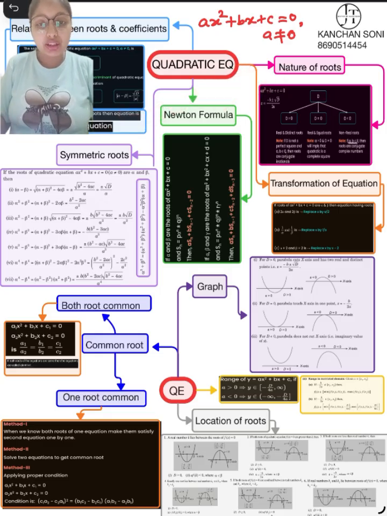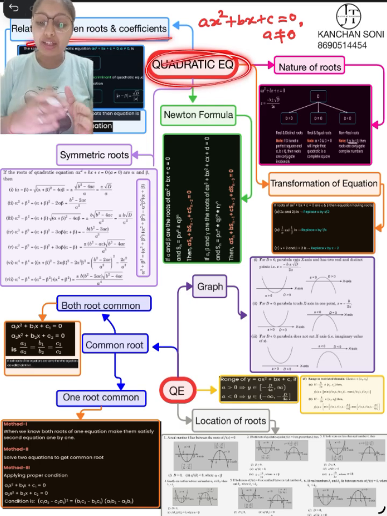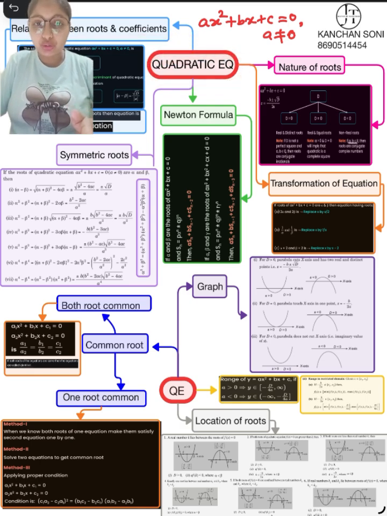Okay, so in the quadratic equation, the first topic is relation between roots and coefficients. After that, we have the next, that is nature of roots. Nature of roots means roots will be real, imaginary, like that. So that we decide based on the discriminant d.